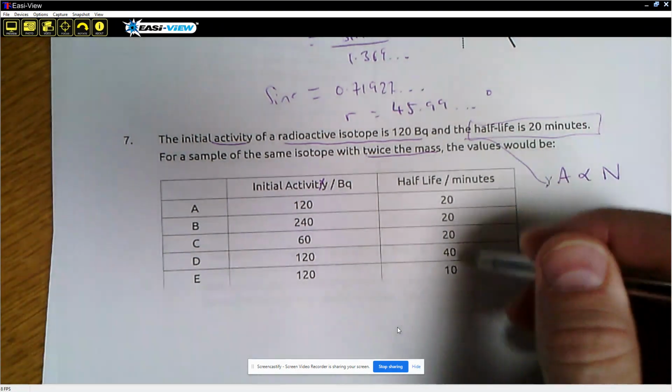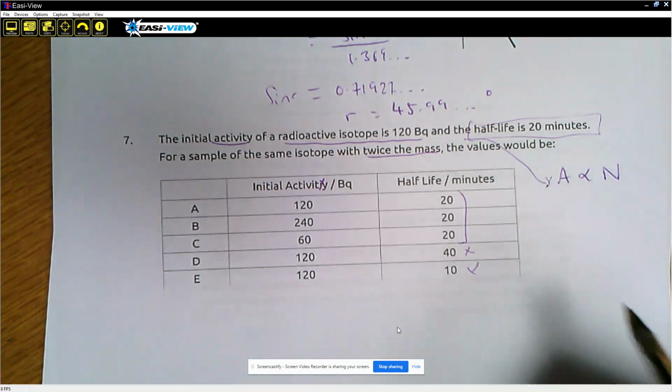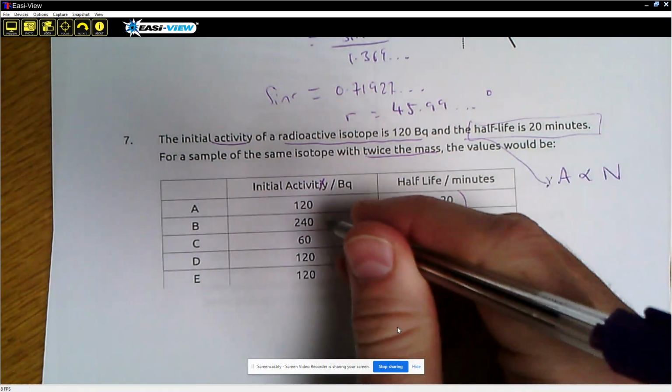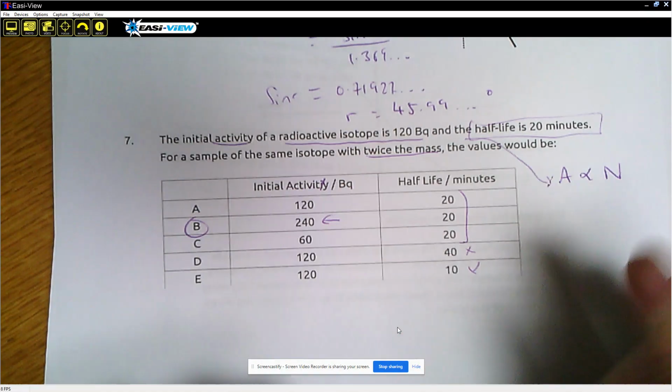So that rules out these two. It means we're left with these three, and then we're looking for one where the initial activity is double because you've got twice as much, and that is B.